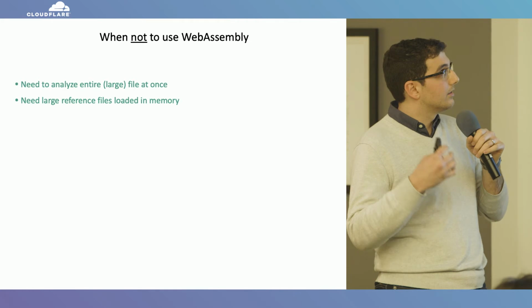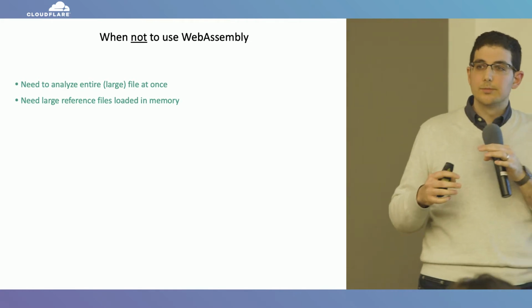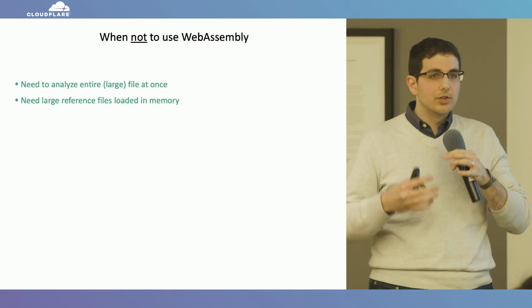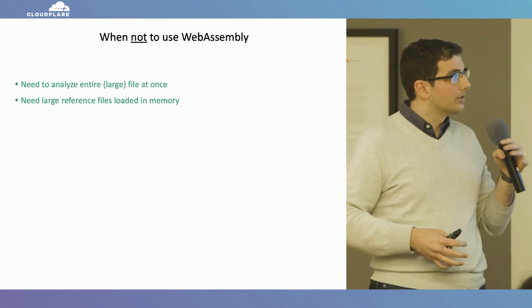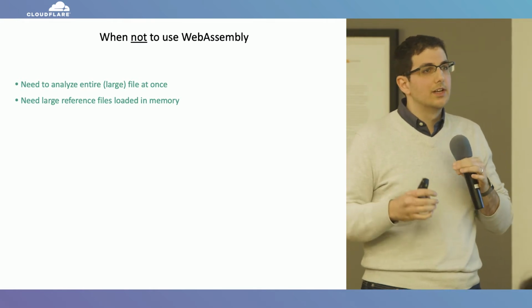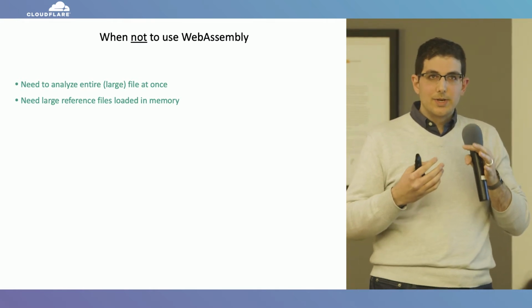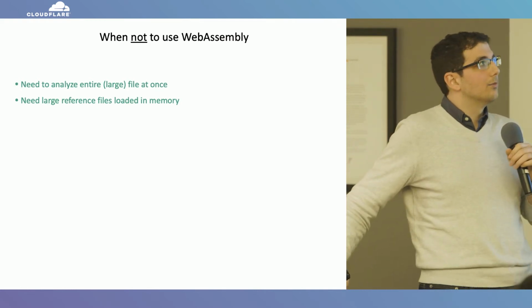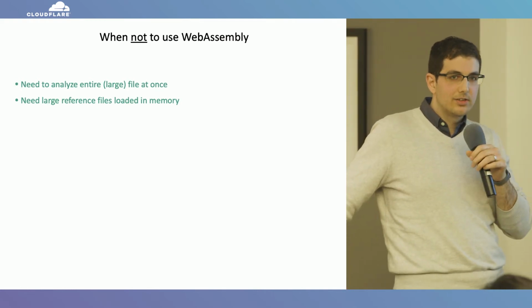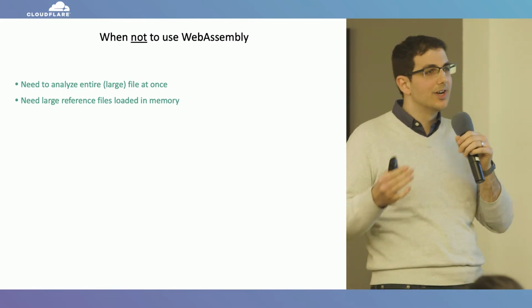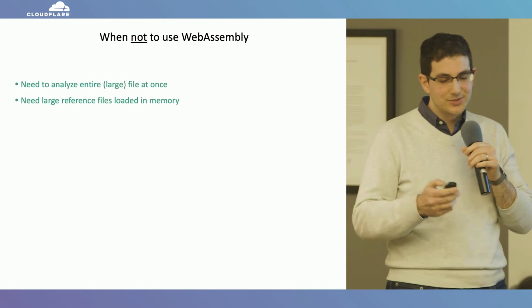Second, if we need large reference files that are loaded into memory. So in genomics, we need this a lot, where we have, let's say, the human reference genome, which can go anywhere from 4 gigs to 30 gigs. If you're going to deal with stuff like that, obviously WebAssembly right now can only support 32-bit addressing, so that wouldn't work. But even if it did, if you find yourself loading 30 gigs of data in your user's browser, you may want to rethink what you're doing.